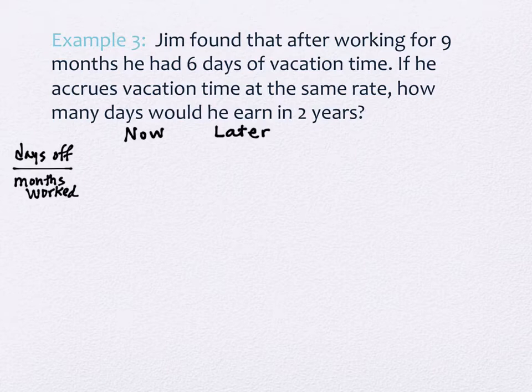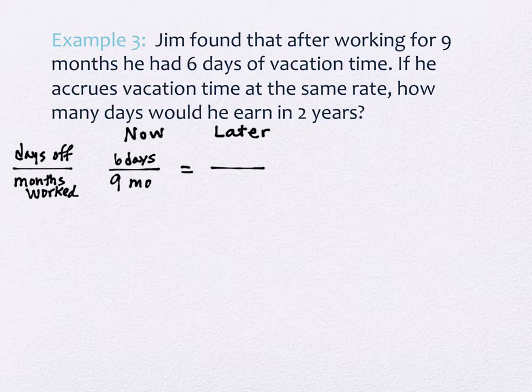So let's take a look at what happens when we compare these quantities. What about now? How many days of vacation does he have now? 6. And I'm going to go ahead and write the word days in here. You don't necessarily have to, but if you've labeled it on the side, it'll be okay. How about months? How many months has he worked now? 9 months. Okay, so that's currently where he stands.